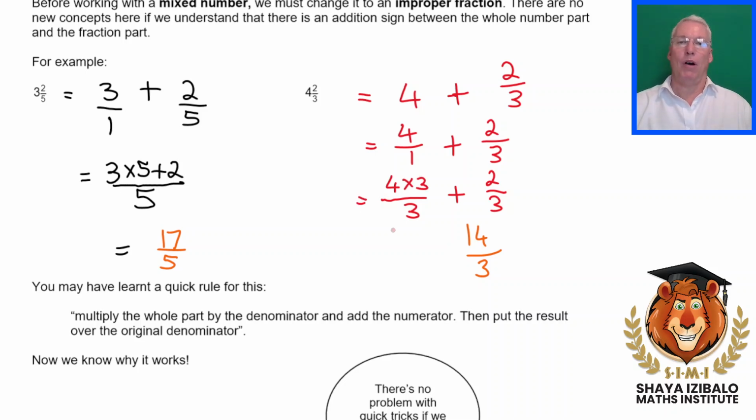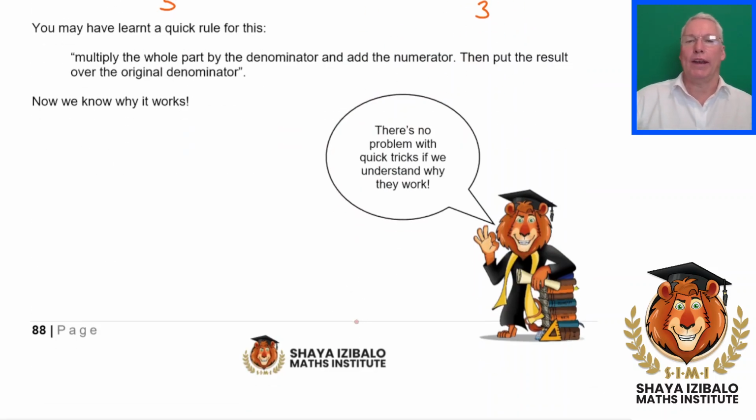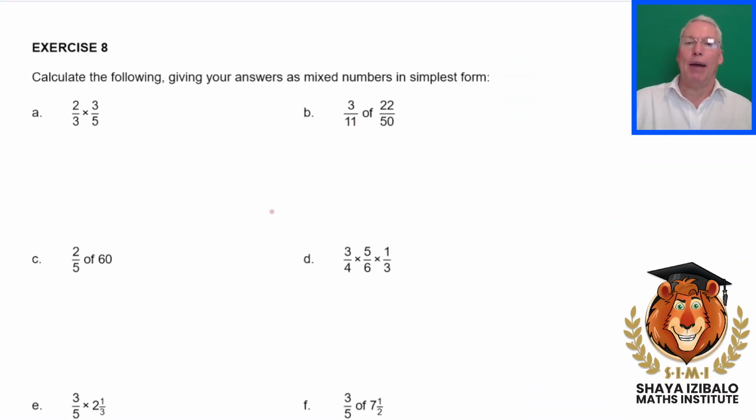And now they're both of the same type of fraction. They've got a common denominator, and I can add them. And now we can see why that little trick works. When we multiply the 4 by the 3, what we're actually doing is working out how many thirds 4 is equal to. And 4 is actually equal to 12 thirds. Plus these other 2/3, 14 thirds. Now we don't ever multiply fractions or add them or do any operations with them when they've got mixed numbers. We always change to improper fractions.